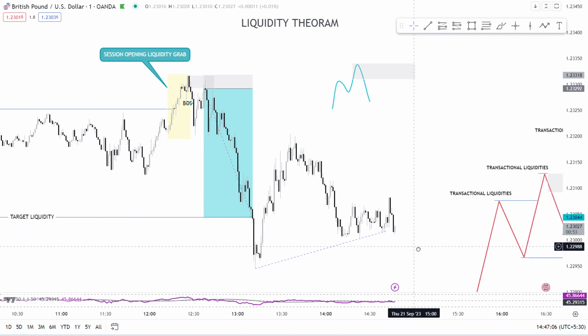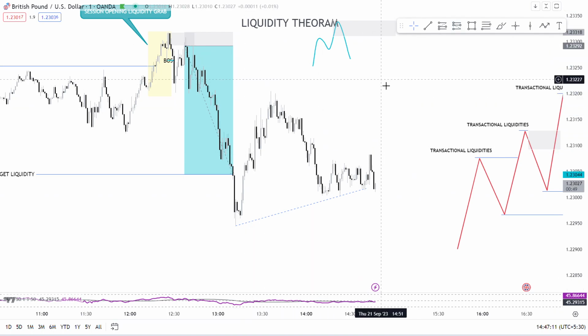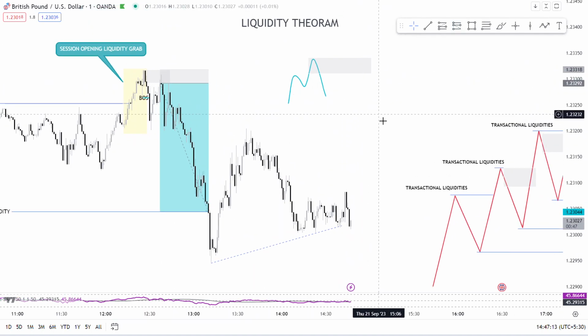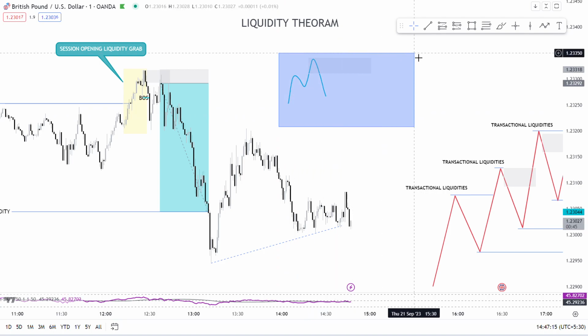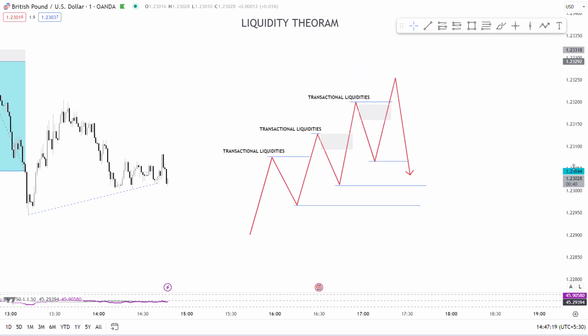So if there is any trade after this liquidity pool is taken, I will be in the buys targeting this liquidity or even this liquidity. So this is how I trade the market from liquidity pool to liquidity pool. So basically same like the uptrend, same for the downtrend.